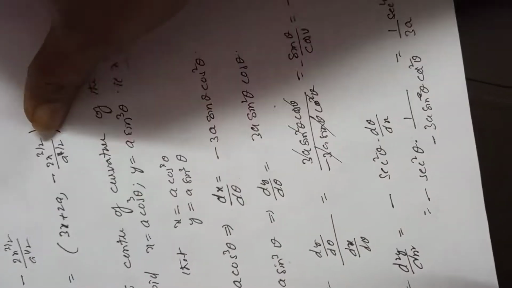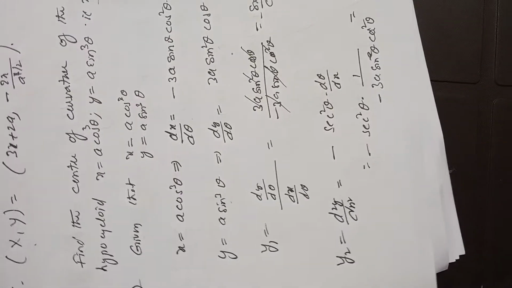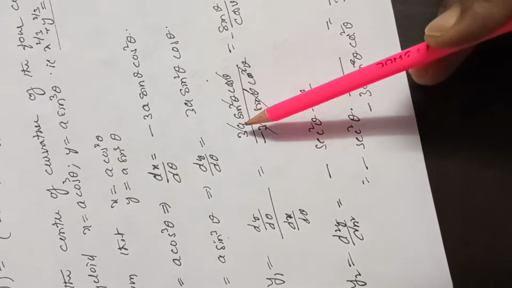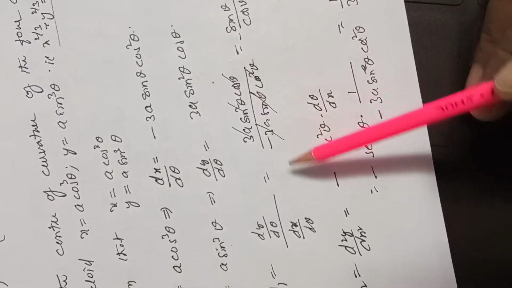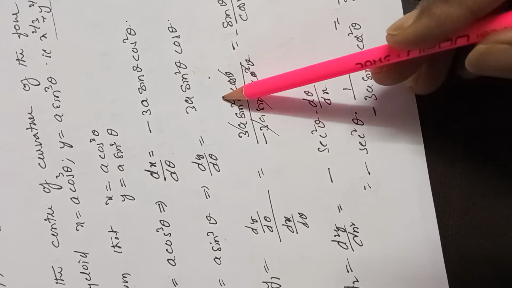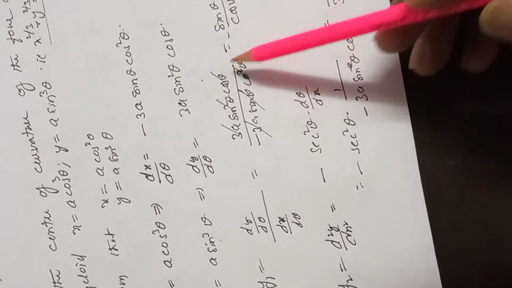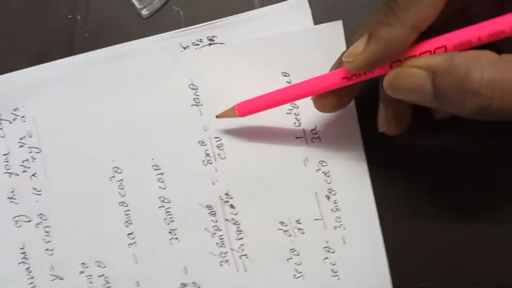Now, what is y1? Actually, we have to calculate y1 and y2. Now, y1 is nothing but dy by d theta whole by dx by d theta. That is 3a sin square theta cos theta by minus 3a sin theta cos square theta. This sin power one time gets cancelled, 3a gets cancelled, cos theta one time gets cancelled. Minus sin theta by cos theta, which is nothing but minus tan theta.